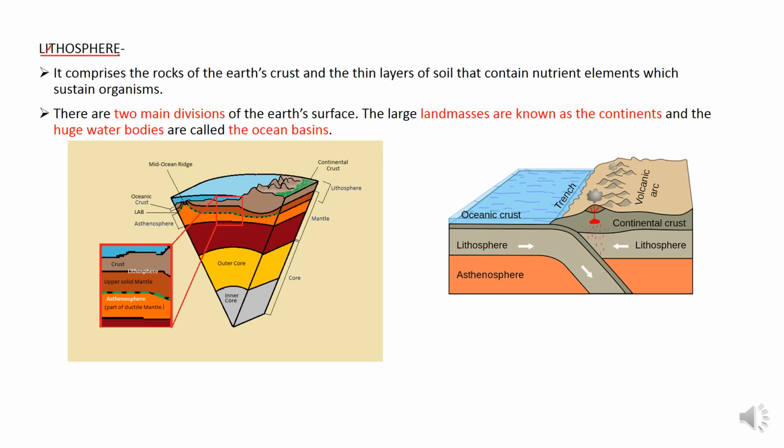Lithosphere comprises rocks of the Earth's crust and thin layers of soil that contain nutrient elements which sustain organisms. There are two main divisions of the Earth's surface. The large landmasses are the continents and the huge water bodies are called ocean basins.